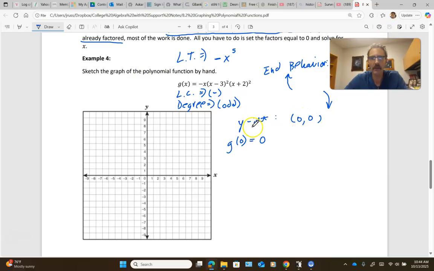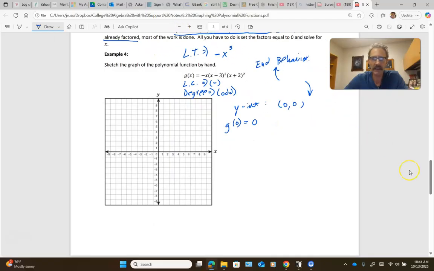And then the last thing we need to work on is finding the zeros of this function. Well, again, fortunately for us, this function is already in factored form.